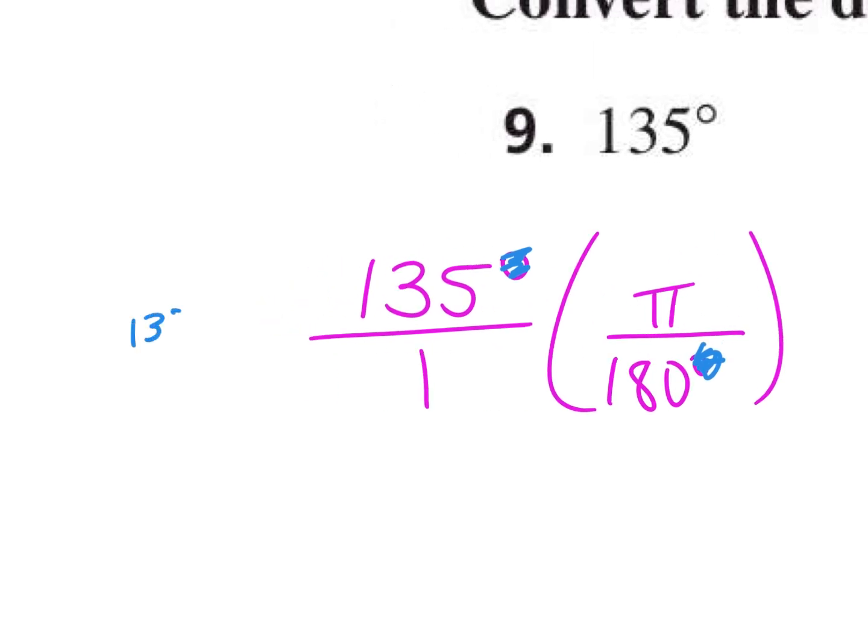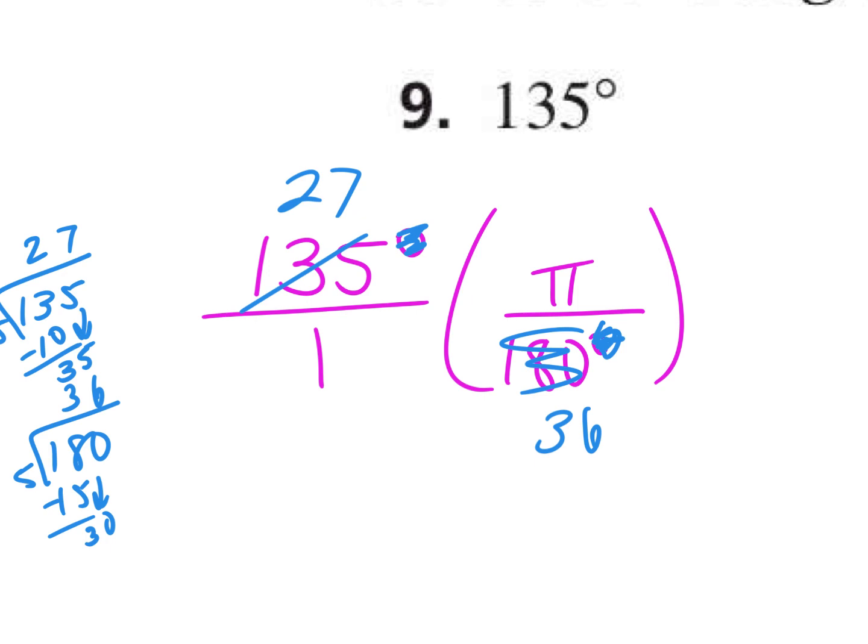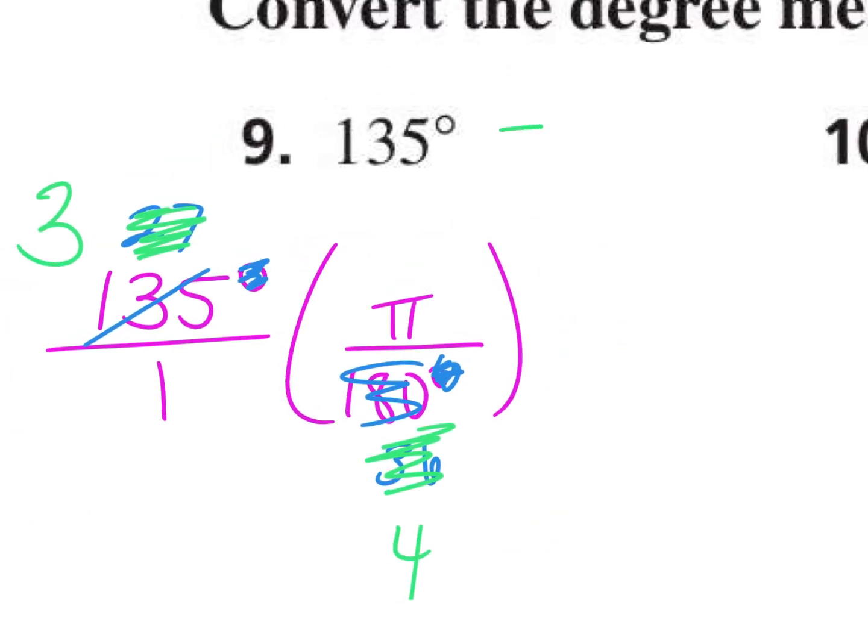What's 135 divided by 5? 5 goes into 13 2 times. That's 10. 27. So this is 27. And then what's 180 divided by 5? 5 goes into 18 how many times? 3. Good. So this is 3. So 36. Okay. Can I get that a little smaller? What number goes into both 27 and 36? 9. 3 does, but so does 9. Good if you see it. What's 27 divided by 9? 3. What's 36 divided by 9? 4. So 135 degrees, guys, is the same as 3 pi over 4.